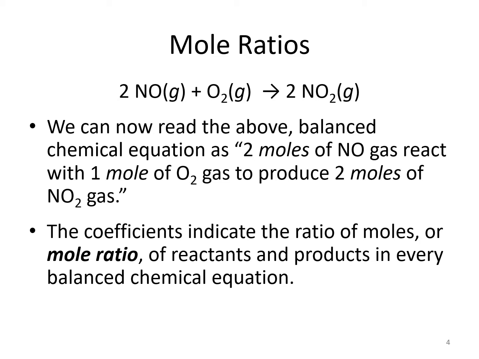So we now know that this balanced chemical equation means 2 moles of nitrogen monoxide gas react with 1 mole of oxygen gas to produce 2 moles of nitrogen dioxide gas. And remember guys, these are ratios. It doesn't mean that we're going to need 2 moles, 1 mole and 2 moles every time, all it means is that the ratio of moles between nitrogen monoxide, oxygen, and nitrogen dioxide has to be 2, 1, and 2.